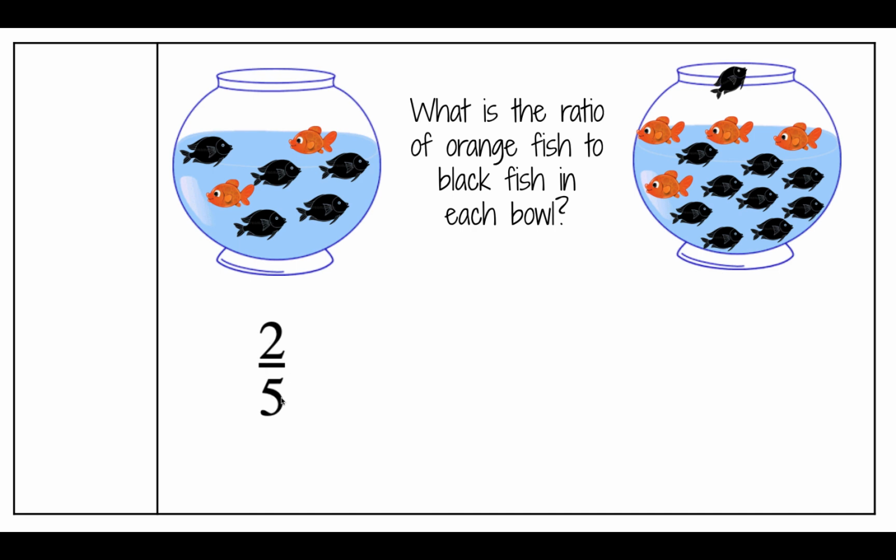So we wouldn't say that the orange fish represent 2/5 of the fish in the tank, because there are not 5 fish in the tank. There are 7. They represent 2/7. Look at the second fish bowl.